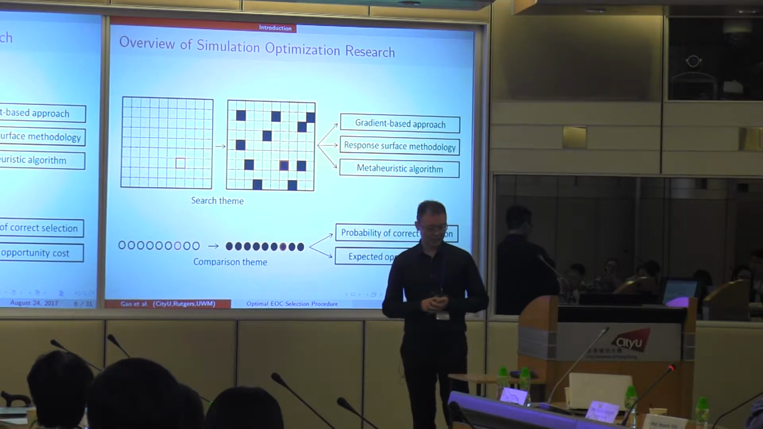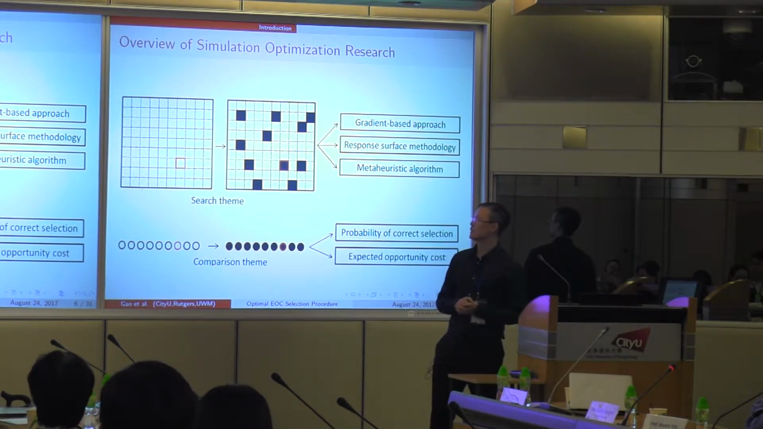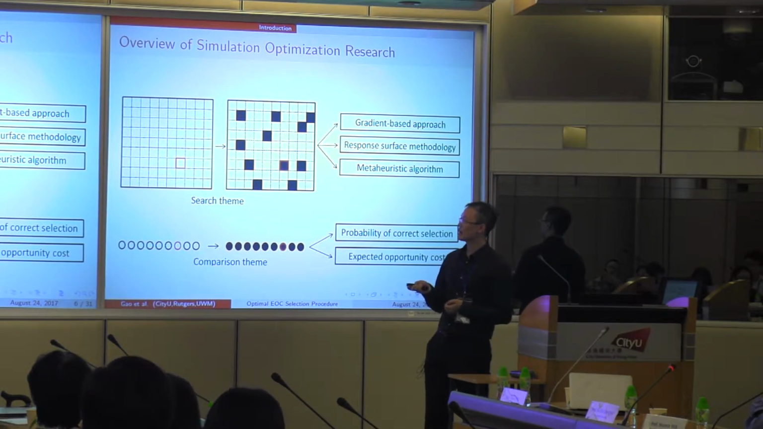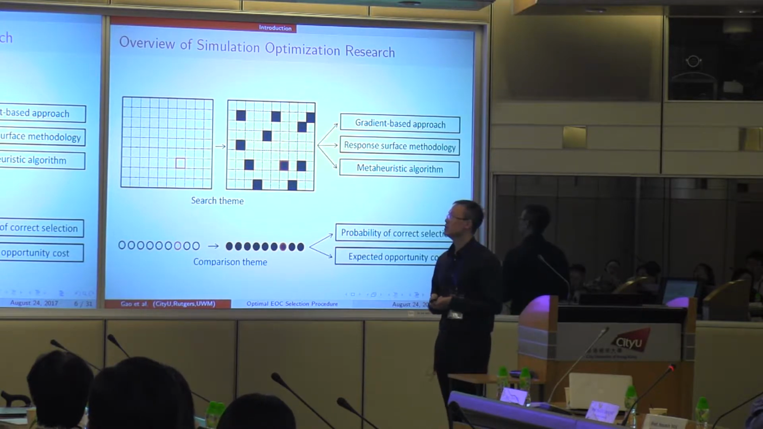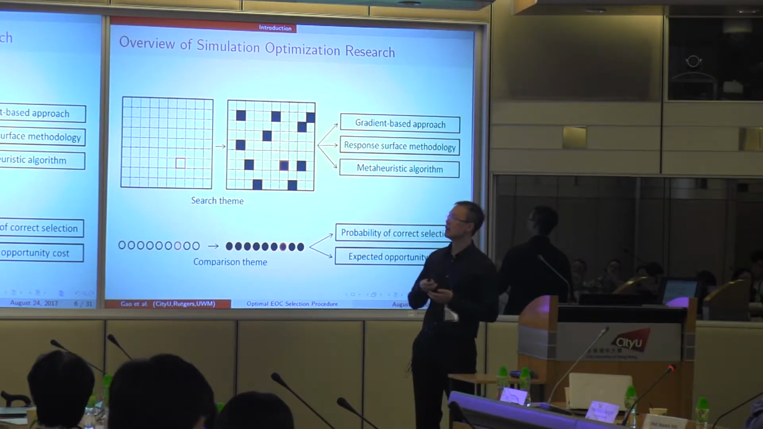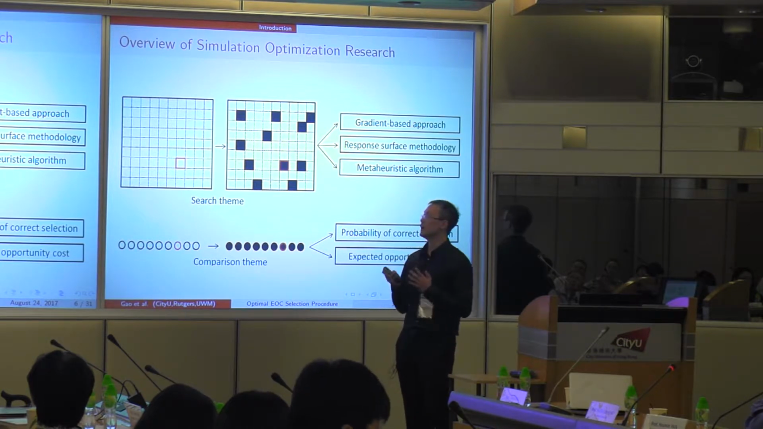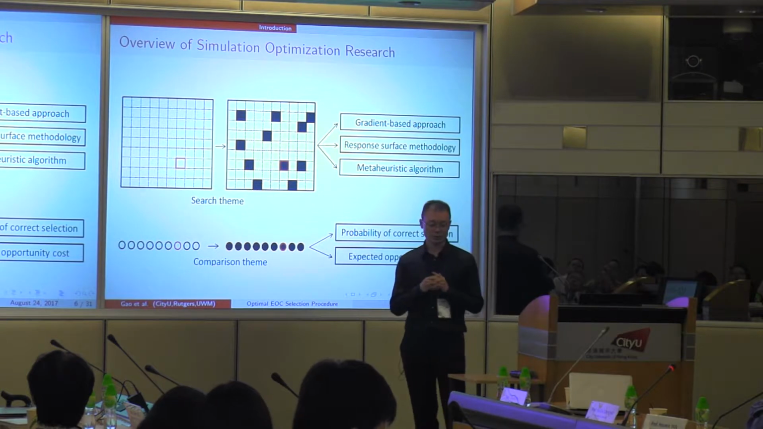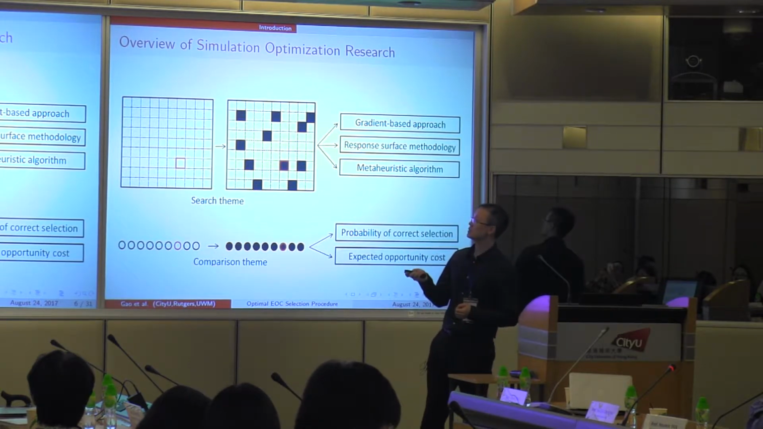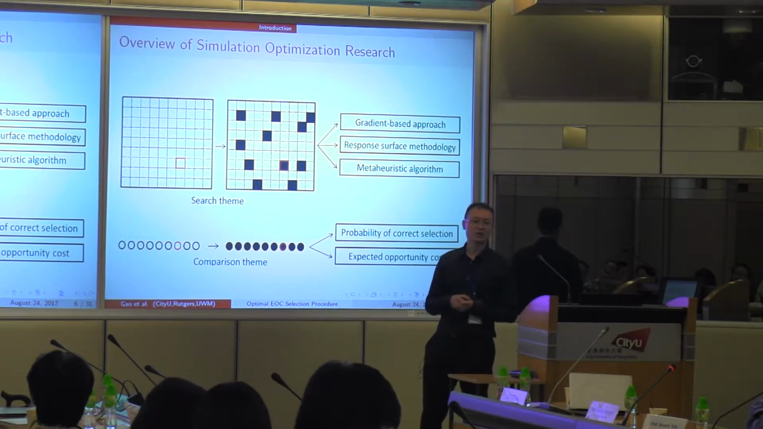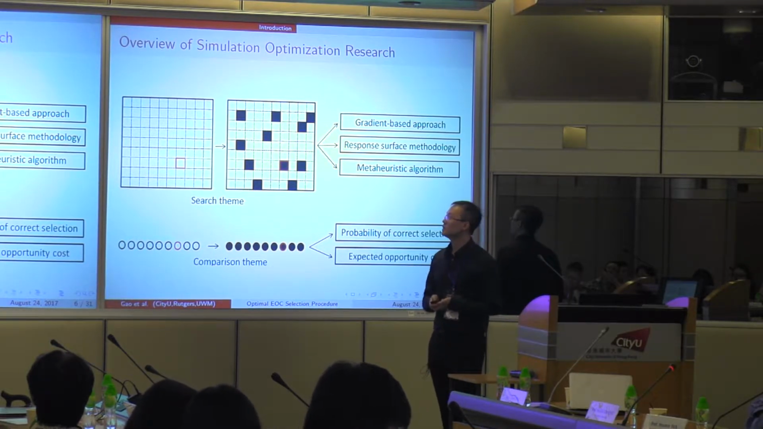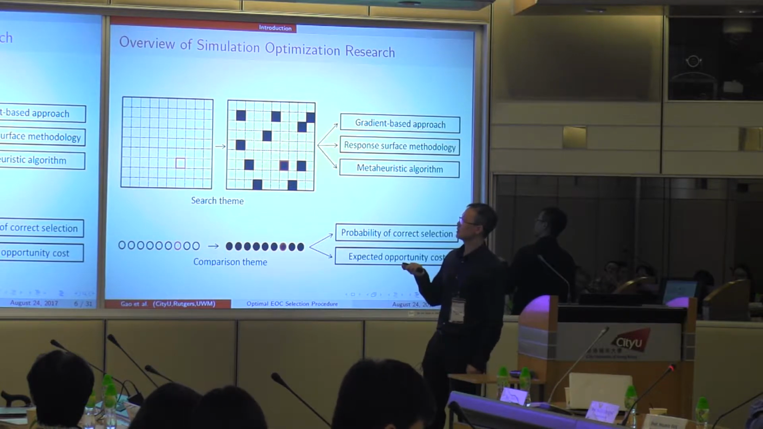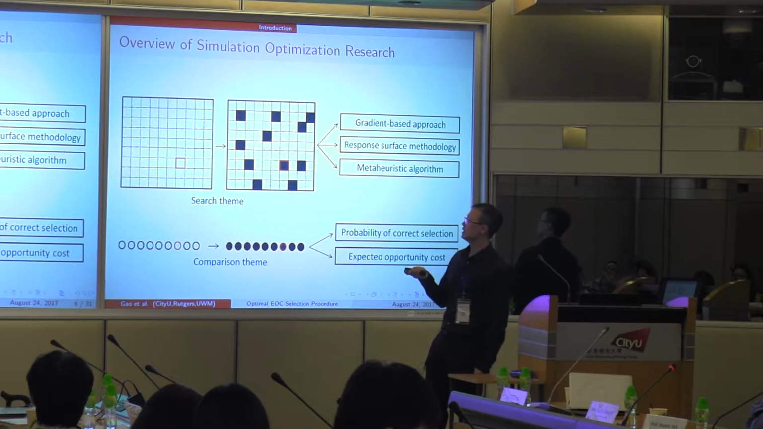Simulation optimization problems can be generally classified into two categories. The first, we can call it a search scheme. That is, when the solution space is large and the time only allows us to evaluate a small fraction of the solution space. And the major research question here is how we are going to search the solution space so that we can reach the optimal solution or some near optimal solutions. Some methods along this line of research include a gradient-based approach, some response surface methodology-based search, and meta-heuristic algorithms.